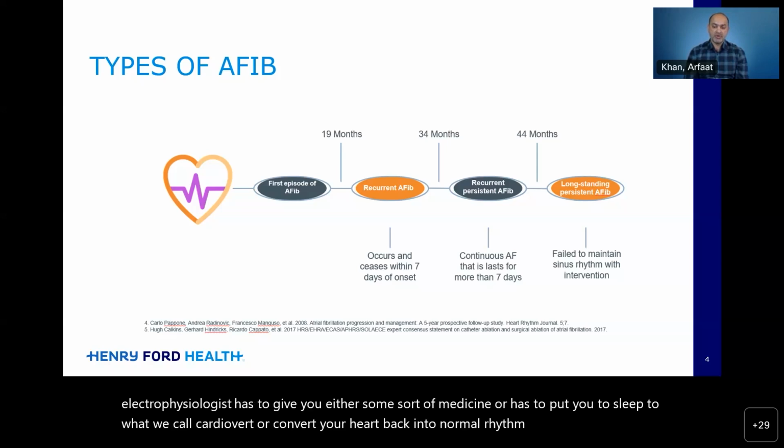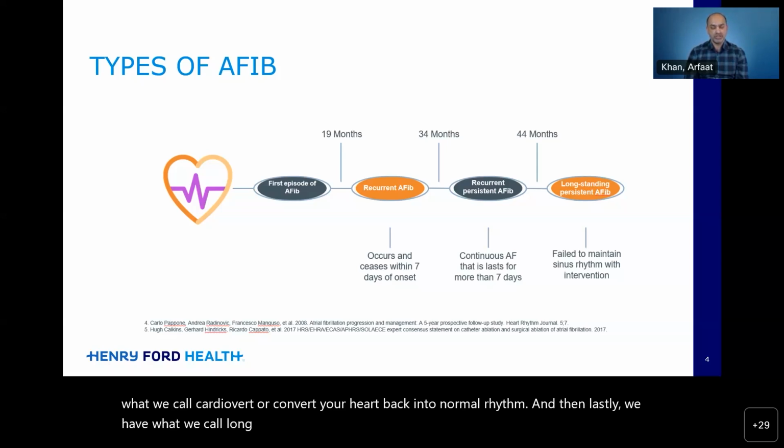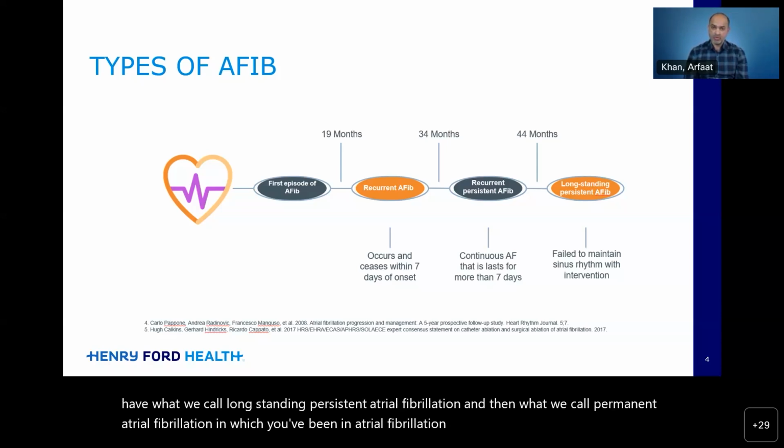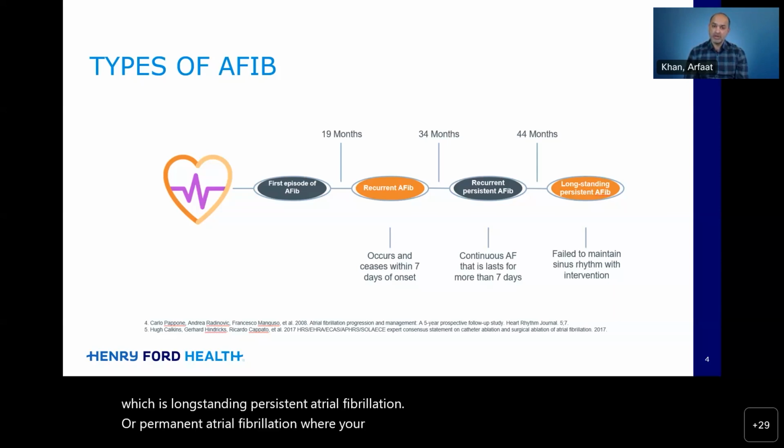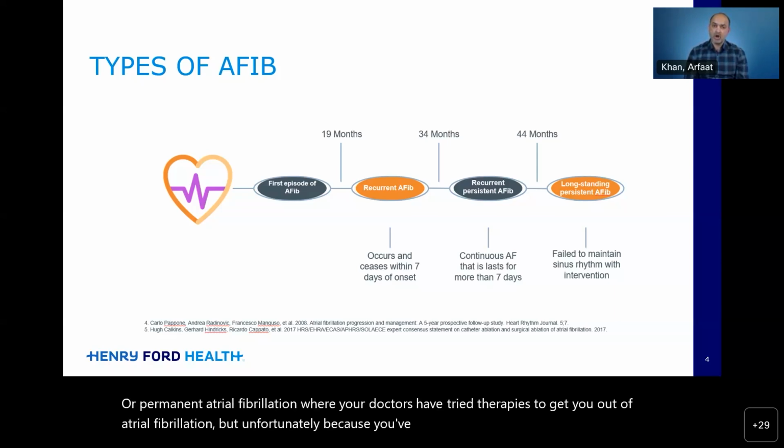And then lastly, we have what we call long-standing persistent atrial fibrillation, and what we call permanent atrial fibrillation, in which you've been in atrial fibrillation continuously for over 1 year, which is long-standing persistent atrial fibrillation, or permanent atrial fibrillation, where your doctors have tried therapies to get you out of atrial fibrillation, but unfortunately, because you've been in the condition for that long, it's very difficult to get out of it.